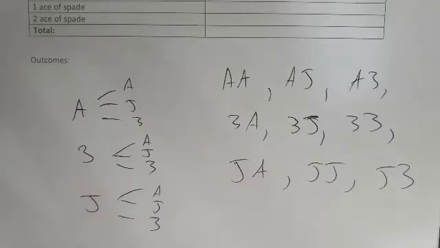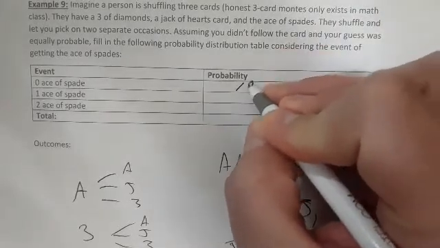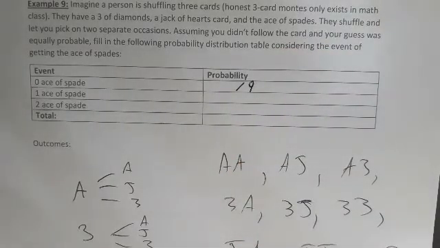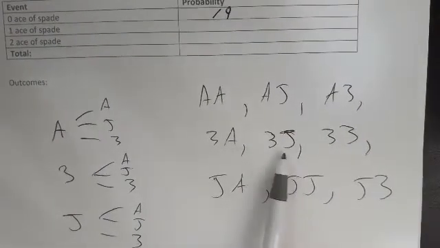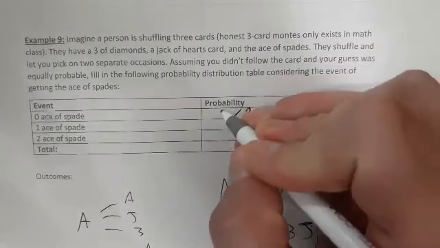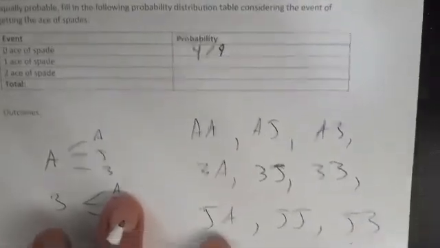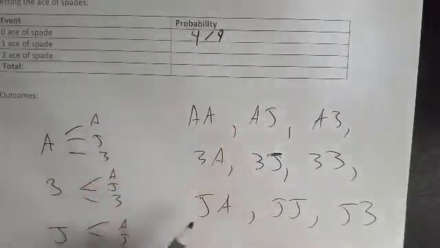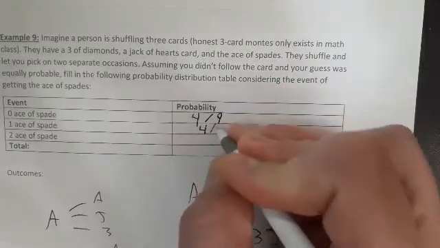How many ways are there to get 0 ace of spades? We have a total of 9 possible outcomes. How many of those involve 0? This involves 1, 2, 3, 4. I believe there are 4 out of 9 possible ways to get 0 ace of spades. How many ways are there to get 1? It looks like 1, 2, 3, 4 different ways you could get this. 4 out of 9 here.